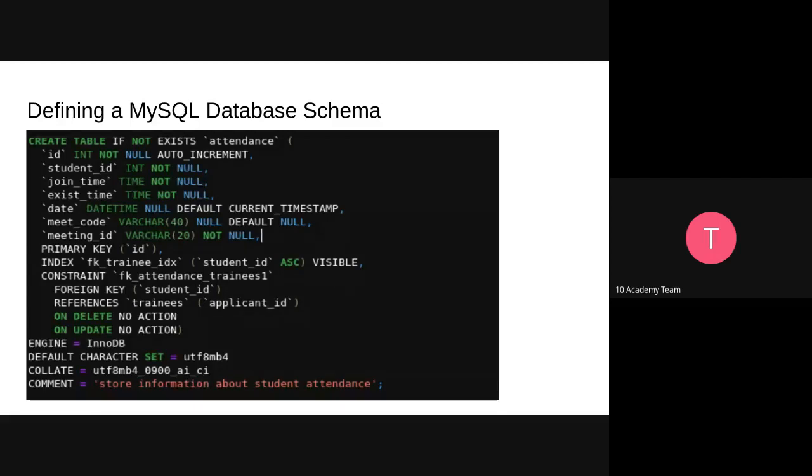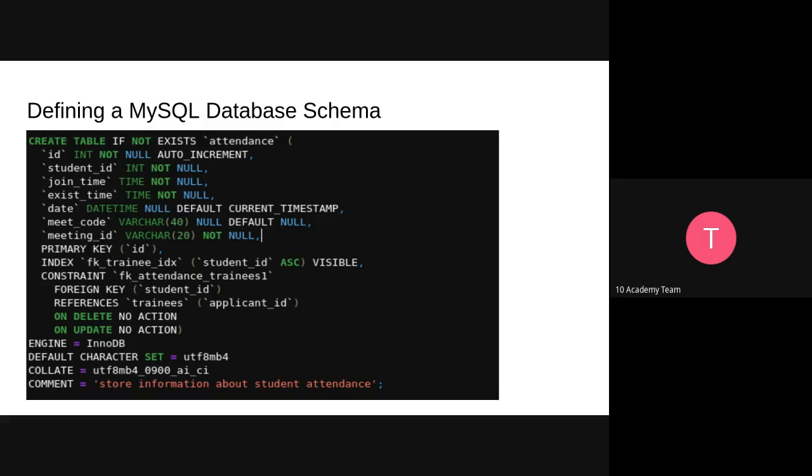As you know, we have the primary key and it's called ID. And then our foreign key in this table is the student ID. You can see the student ID here. So for us to create a relationship between the trainees table and the attendance table, we would use the student ID. The student ID will create the relationship that we want, and then we can get any kind of information out of that.